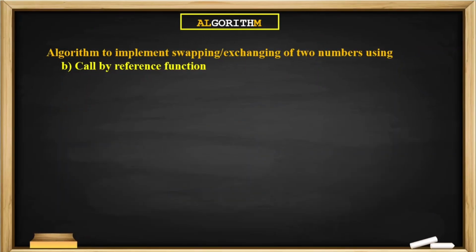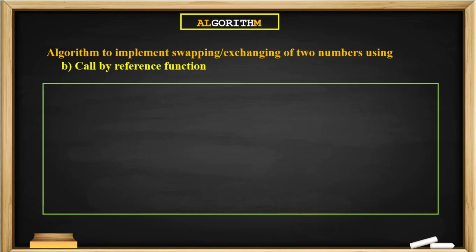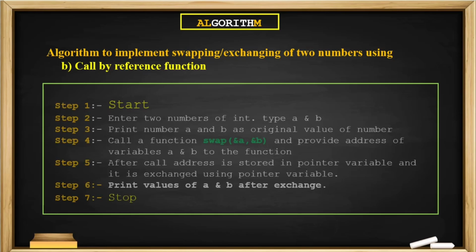Now we shall discuss algorithm for exchanging two numbers using call by reference function. Algorithm is a stepwise set of instructions to execute a task. Here step 1 is start. In step 2 we will read two numbers of integer type, say a and b. In step 3 we will print original values of variables a and b.